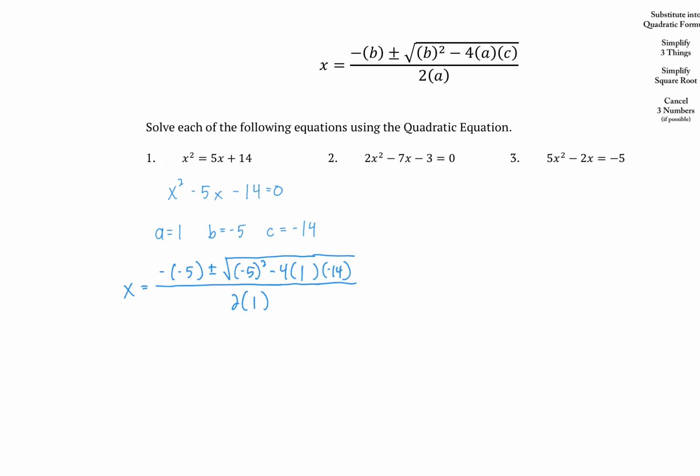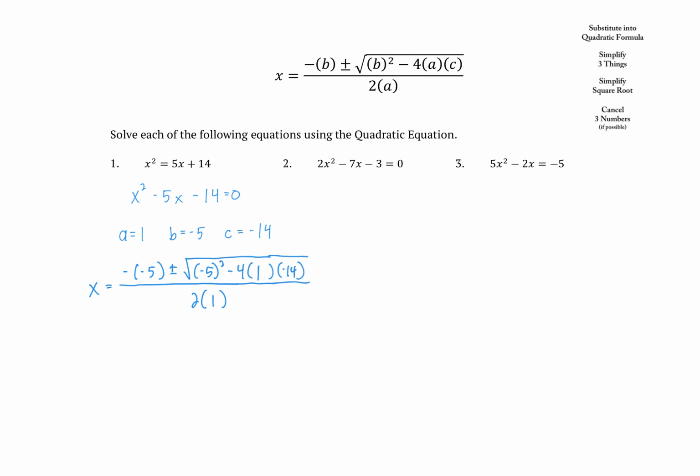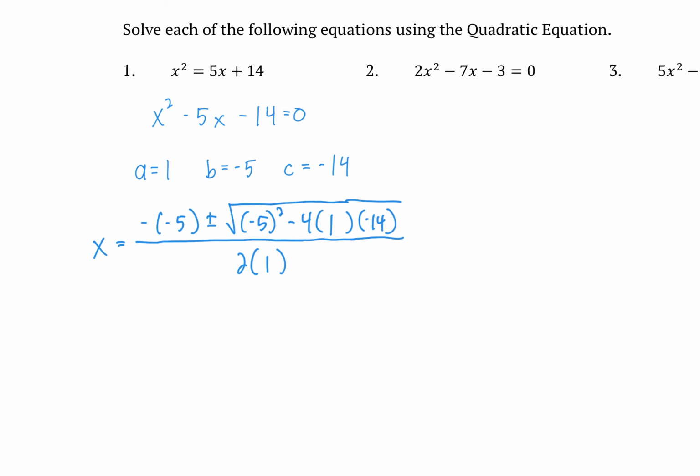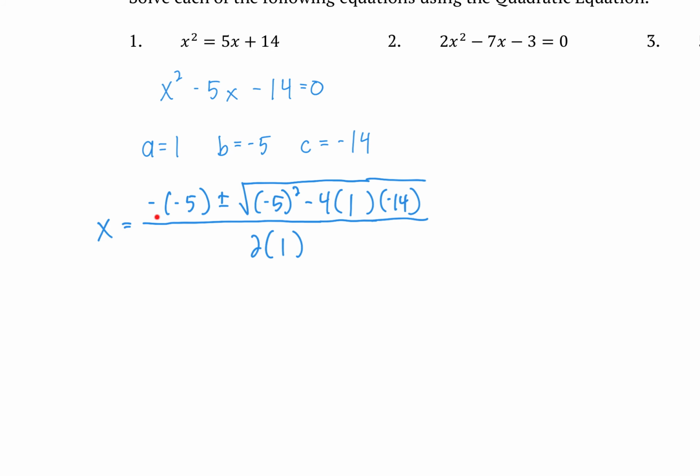All right, so the first step you can see on the upper right is substitute into formula. Next step is to simplify 3 things. And what I mean by that is simplify this to a number, simplify everything in the square root to a single number, and then simplify the bottom to a number.